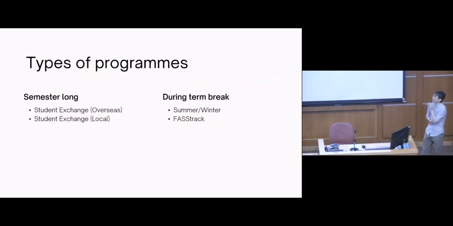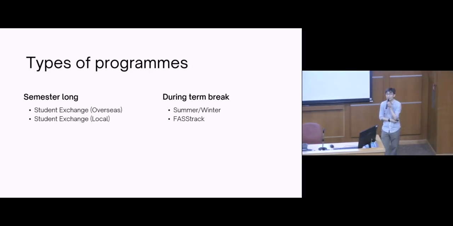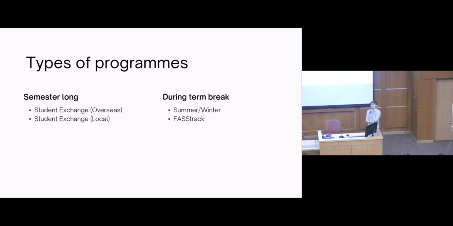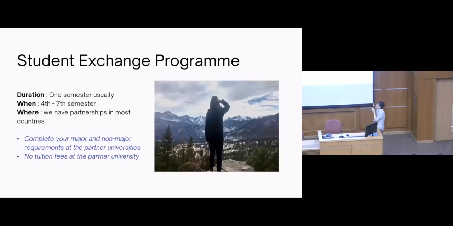Okay, so the main part of my presentation, I want to talk about 4 kinds of programs: student exchange overseas, student exchange local, summer winter programs, and finally fast-track summer school. So let me begin with the student exchange overseas, which is the main thing that I really want to talk about. Okay, so as a student in FASS, you will have the opportunity to do student exchange overseas or locally.